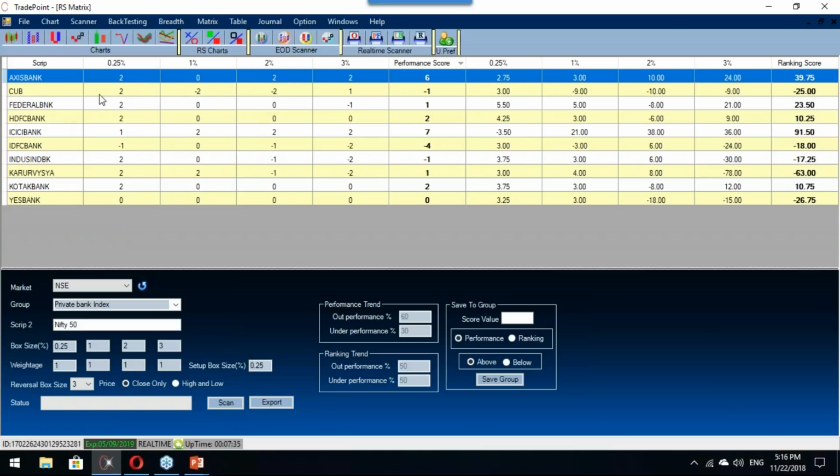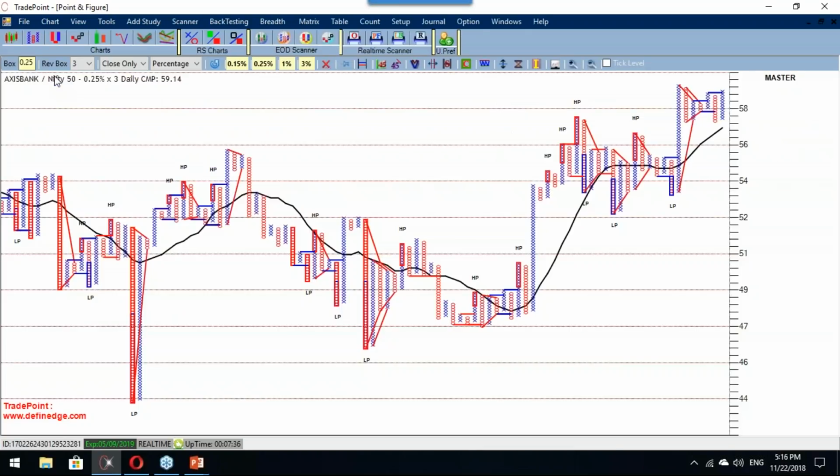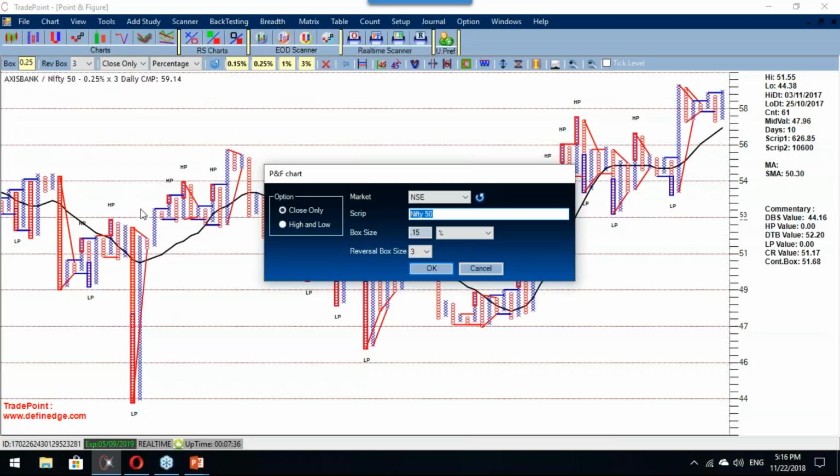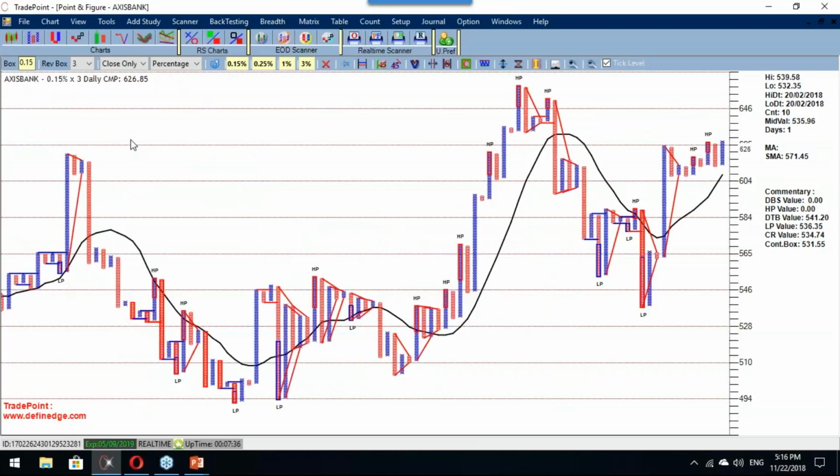Otherwise, the scoring options, everything is the same. So there is absolutely no difference between the individual chart and the relative strength chart. The only difference being, in the first instance, we are using the individual price chart. Actually, what you can do is, this is your Axis Bank chart, and I can open the Axis Bank price chart also. It need not necessarily be the same. The scores can be different.